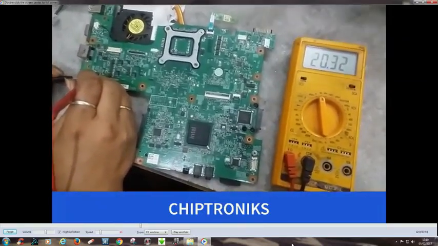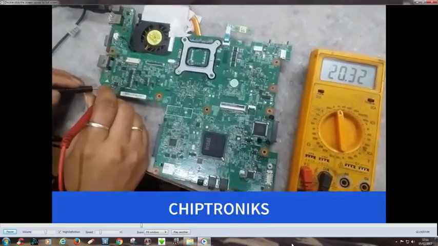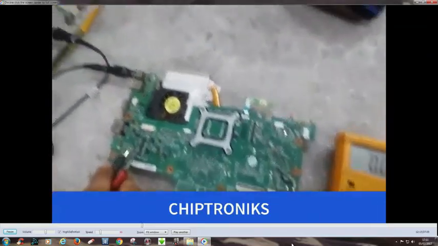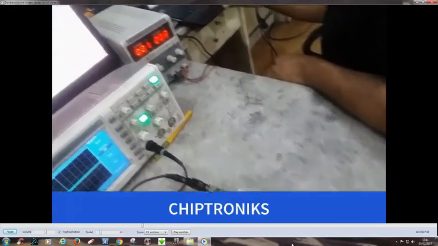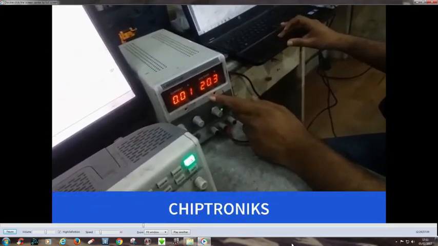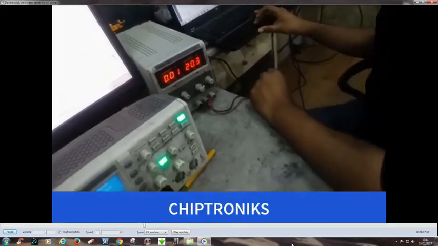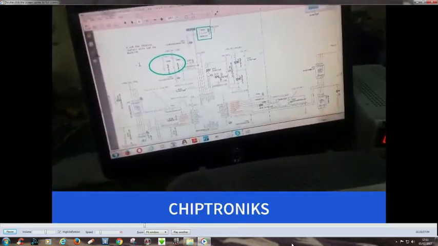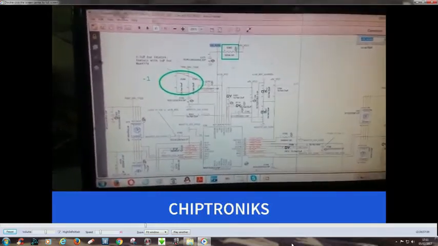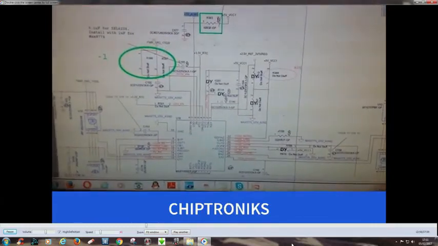So you can see this is coming to be 20.32. This is the adapter voltage. Let's check what this PWR_SRC is. You can see in the DC power supply, this is the adapter voltage. And you can also check in the schematic diagram. In case this 20 volt is not coming, we have to check from where this 20 volt has reached over here.